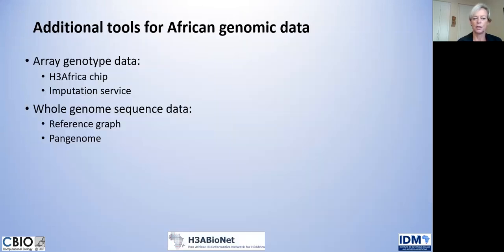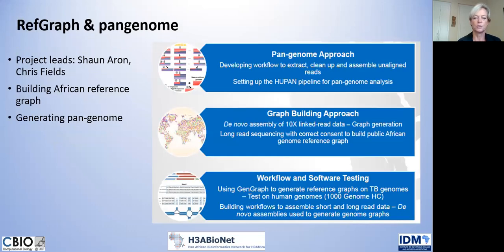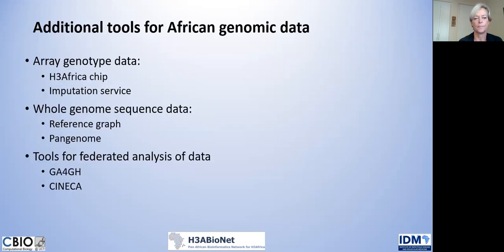We're also working on two other projects, a reference graph and a pan-genome. So this is to take some of the high coverage data that we have and build a pan-genome to identify novel regions, because the previous pan-genome approach was done on African Americans. And also to build reference graphs so that we can create an African reference graph for which you can then align sequences and call variants.